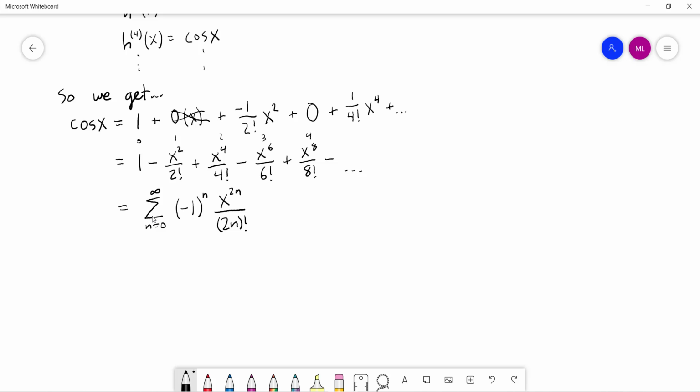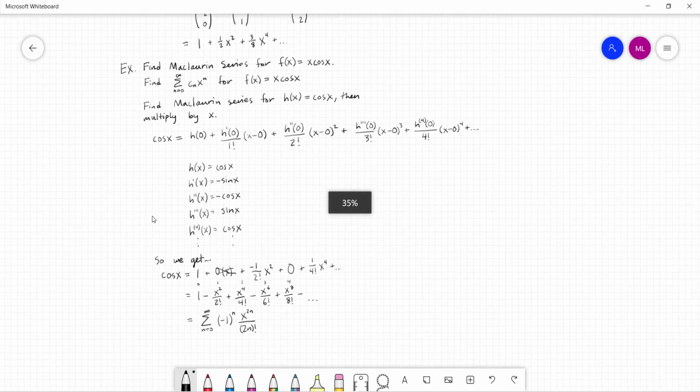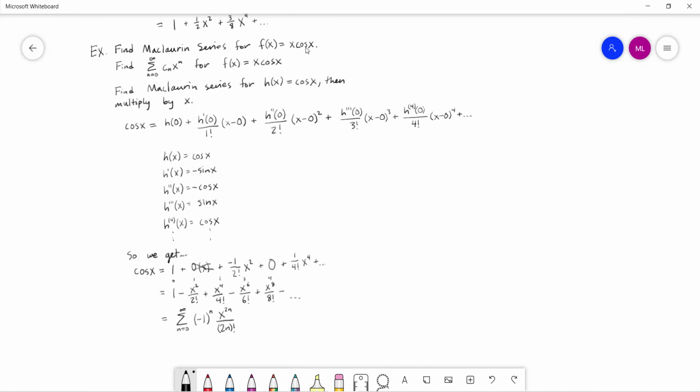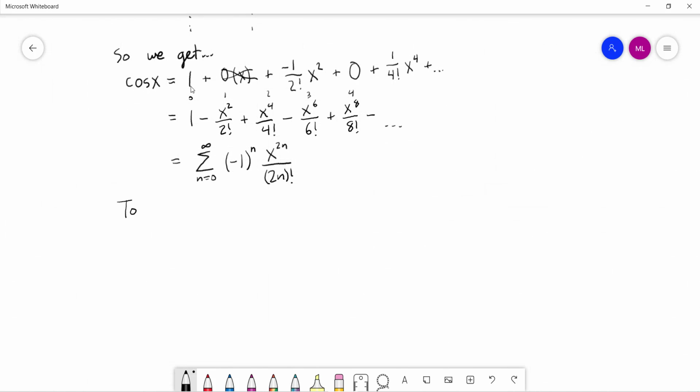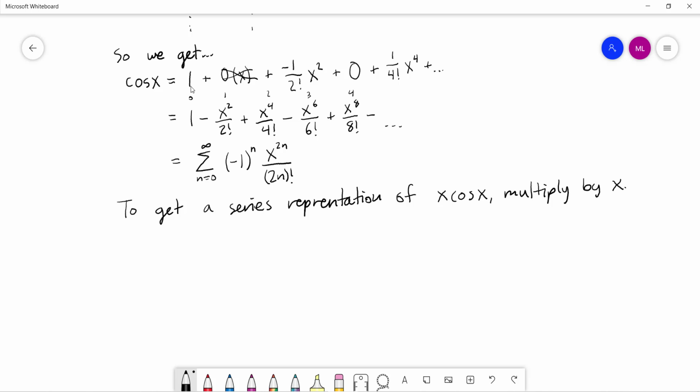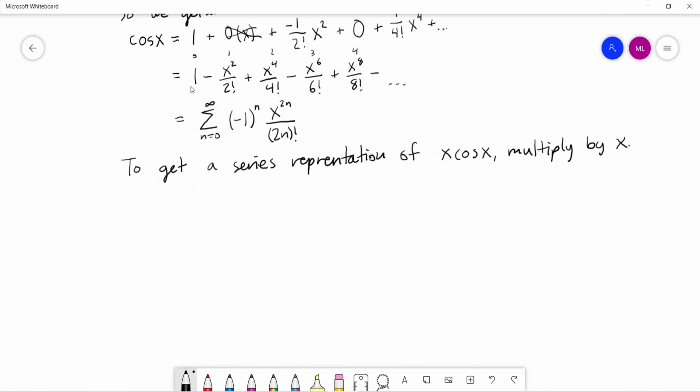But how do we now modify this? Remember, the original problem was we were looking for x cosine x. Here I've given you the Taylor series, or in this case the Maclaurin series, for cosine of x. How do we modify it to get x cosine of x? To get a series representation of x cosine of x, all we need to do is multiply our current series by x.